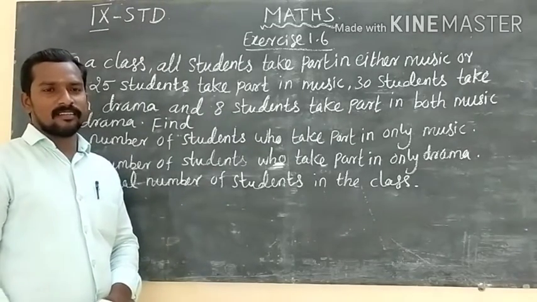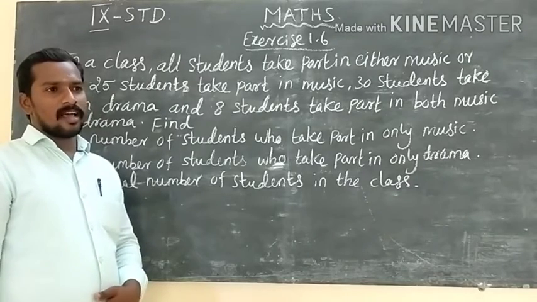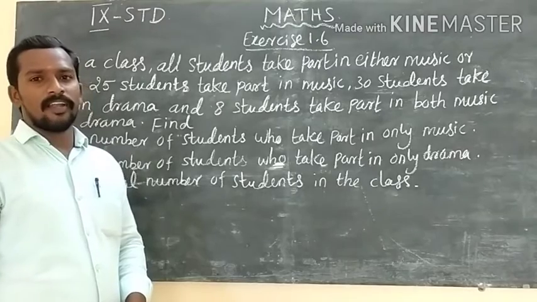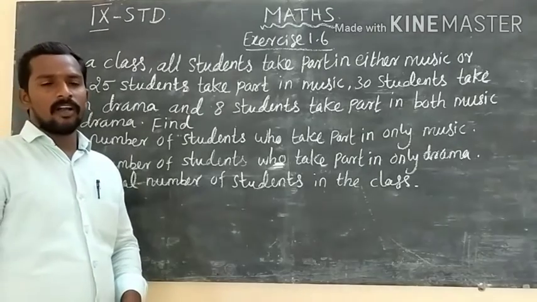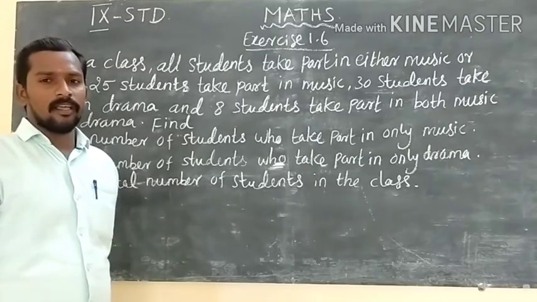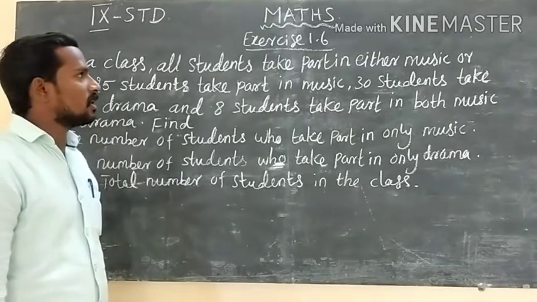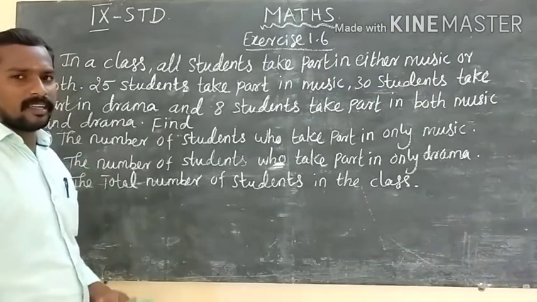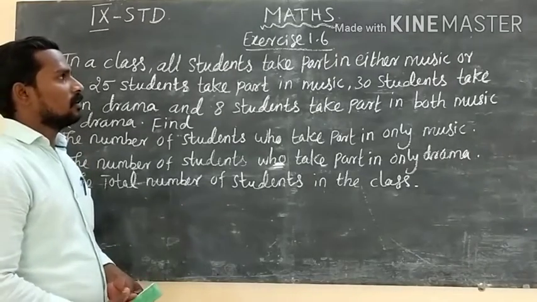Welcome to Maths class. In the last class we discussed applications of cardinality of a set. Cardinality of a set means the number of elements in the set. In this section, we are going to discuss applications of Venn diagram.